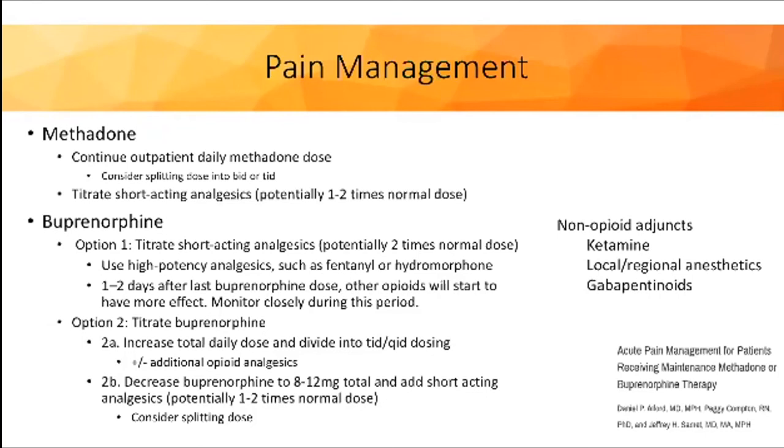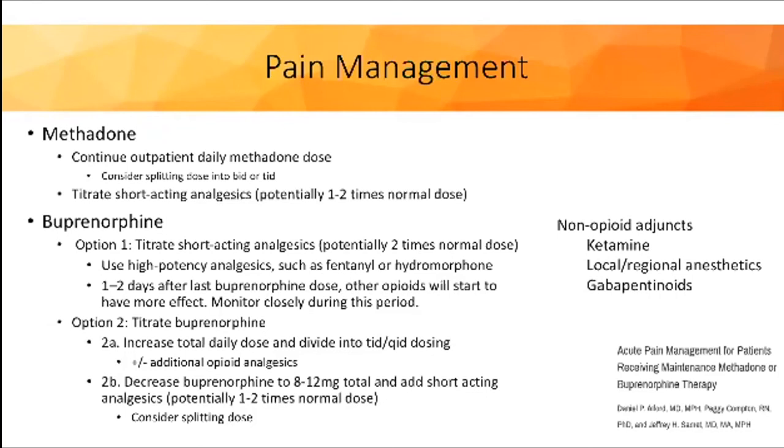And with buprenorphine, there are two options. One, you can titrate the short-acting analgesics using high potency, because remember, with the high affinity and low dissociation, oxycodone and morphine aren't going to work. So you would have to use hydromorphone or fentanyl, ideally in an observed acute setting. 1 to 2 days after the last bup dose, other opioids will start to have more effect.